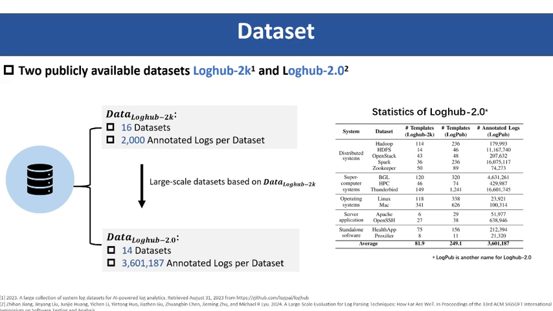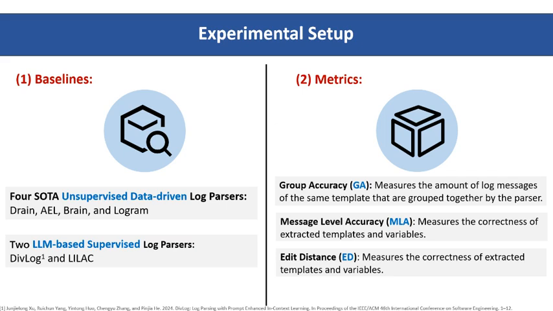We evaluate LogBatcher on two publicly available datasets. These datasets cover logs from distributed systems, standalone software, supercomputers, PC operating systems, mobile systems, microservers, and so on. LogHub2K contains 16 datasets and 2,000 logs per dataset, while LogHub 2.0 contains 14 datasets and over 3 million logs per dataset. We compare LogBatcher with 4 SOTA unsupervised data-driven log parsers and 2 LM-based supervised log parsers. To ensure a more comprehensive comparison, we adopt 3 widely used metrics to evaluate the effectiveness of our method: group accuracy, message level accuracy, and edit distance.